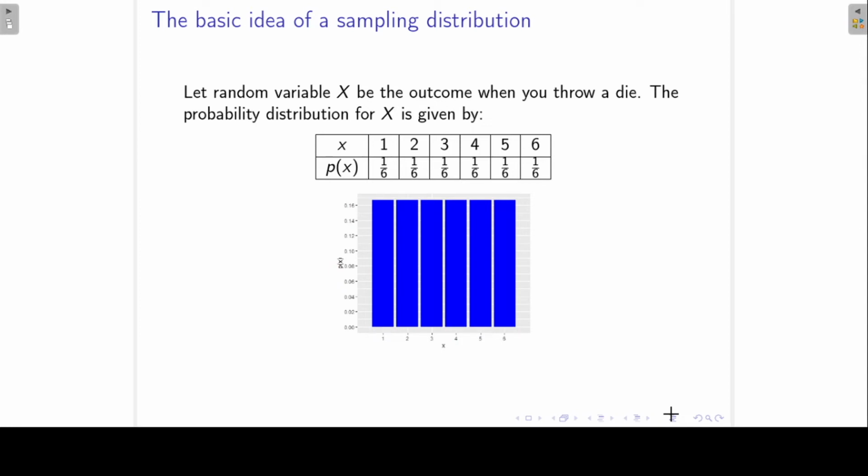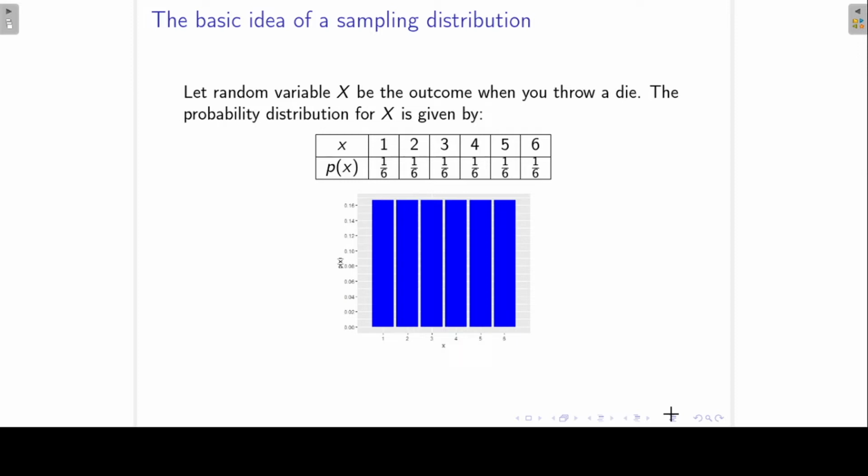Okay, we will start this lecture with an example that we did previously, and then we will take this example a little bit further. So let's define a random variable x to be the outcome when you throw a die. Then in the table we have the probability distribution of x. So x can take on the values 1, 2, 3 up until 6, and each of these values has a probability of 1 over 6.